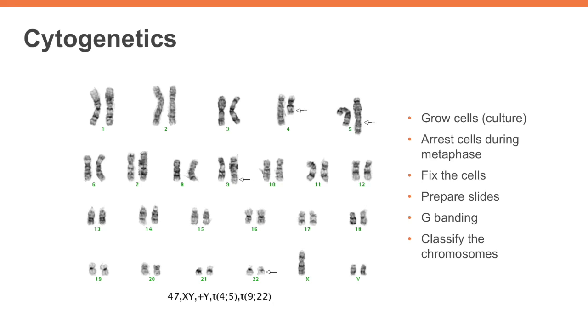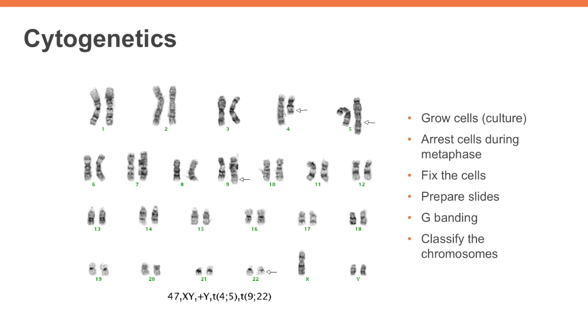We also perform cytogenetics on the bone marrow from patients with AML. In cytogenetics, we grow the cells or culture them, and then we arrest them in metaphase with colchicine. The cells are fixed with glacial acetic acid and methanol, then dropped onto microscope slides, which burst the cells and spreads the metaphase chromosomes.